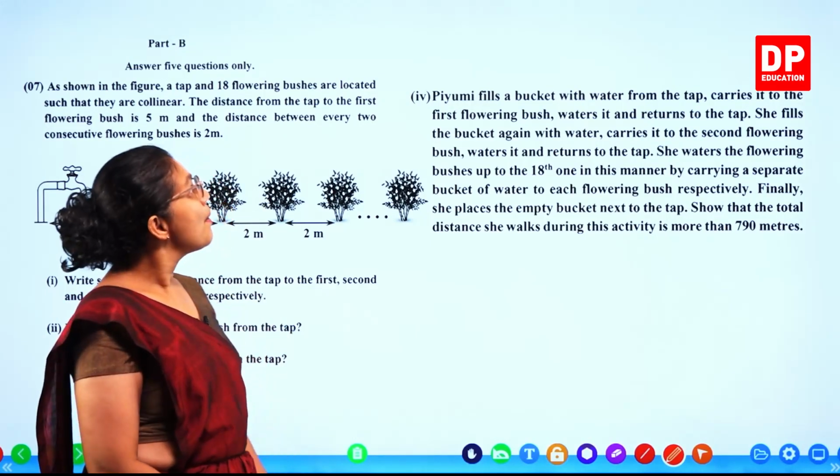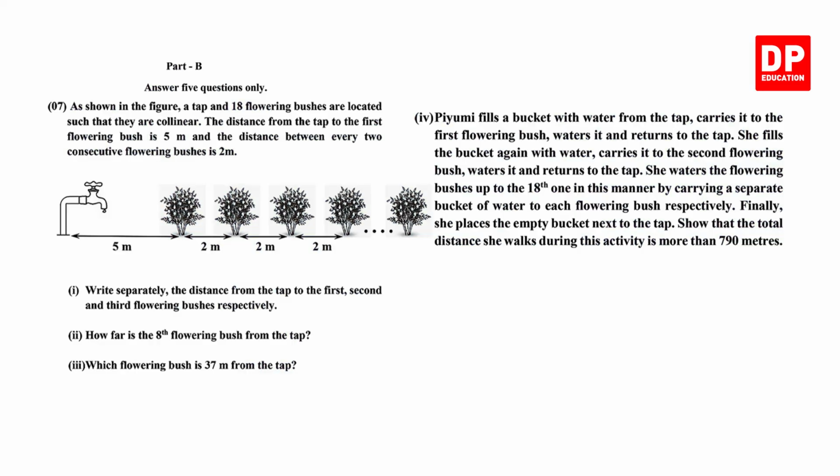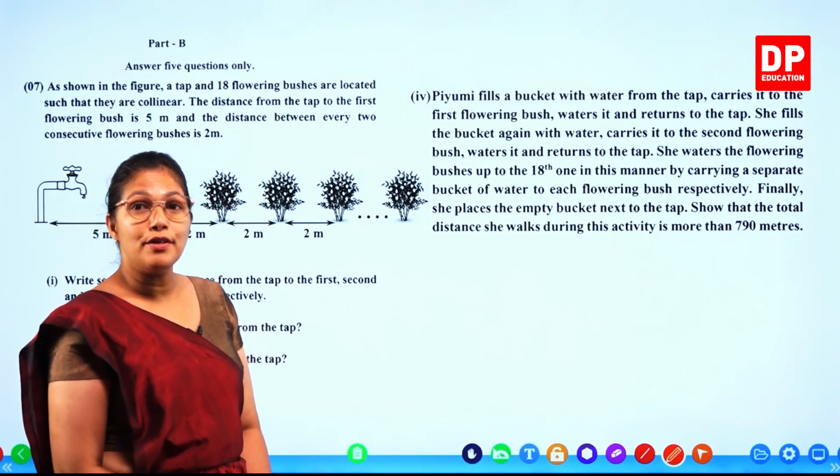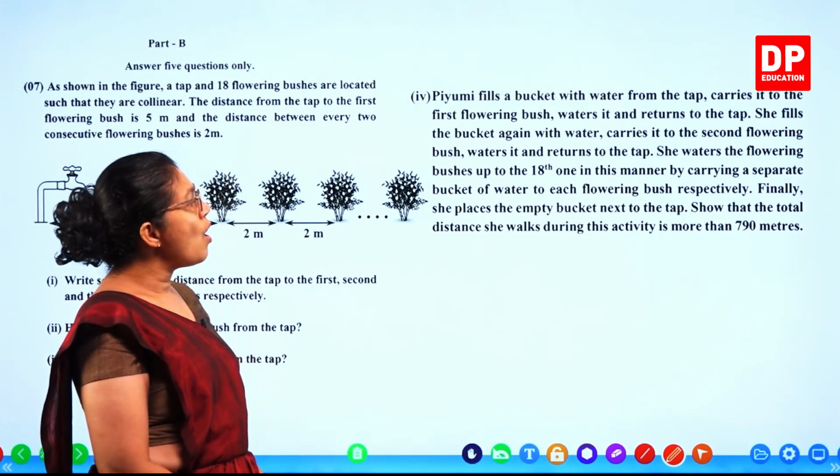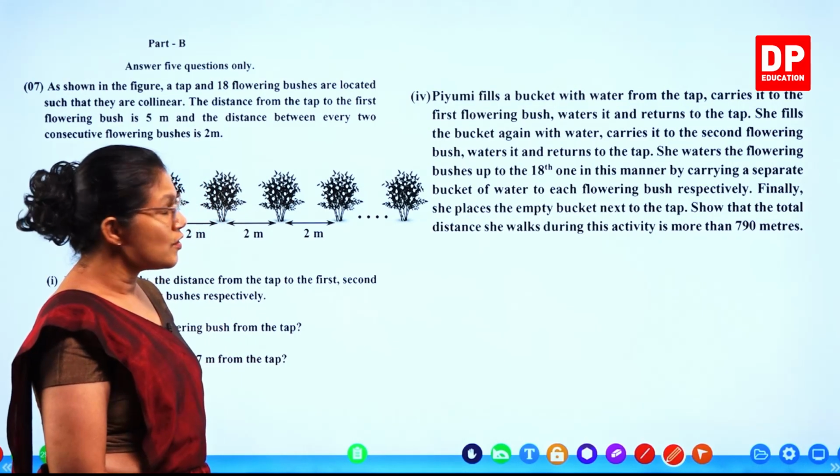Now let's take part B in paper 2. So part B first question is about progression. So you can get either arithmetic progression or geometric progression. So let's do this.